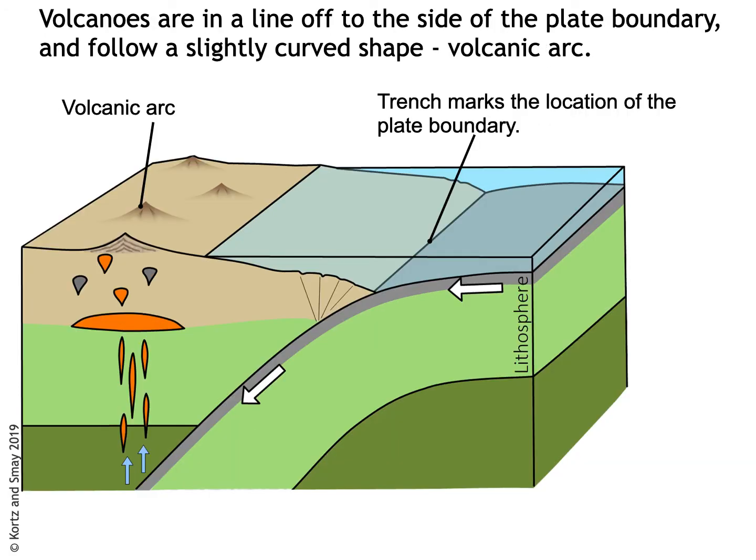A characteristic of convergent plate boundaries with subduction is that the volcanoes that form are in a line off to the side of the plate boundary, and in general that landform known as the trench, the long narrow valley, marks the location of the plate boundary. So the volcanoes will be in a rough line parallel to but off to the side of the plate boundary. They also tend to follow a slightly curved shape, and you might notice that plate boundaries do this too. So this slightly curved line of volcanoes is called a volcanic arc.